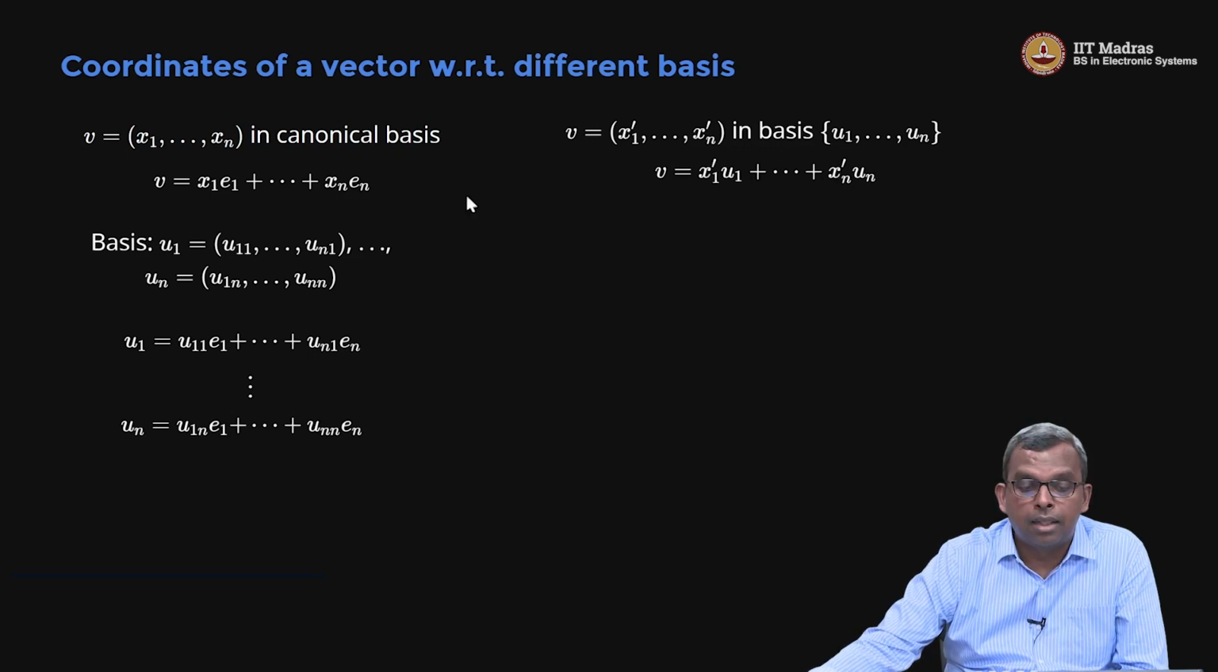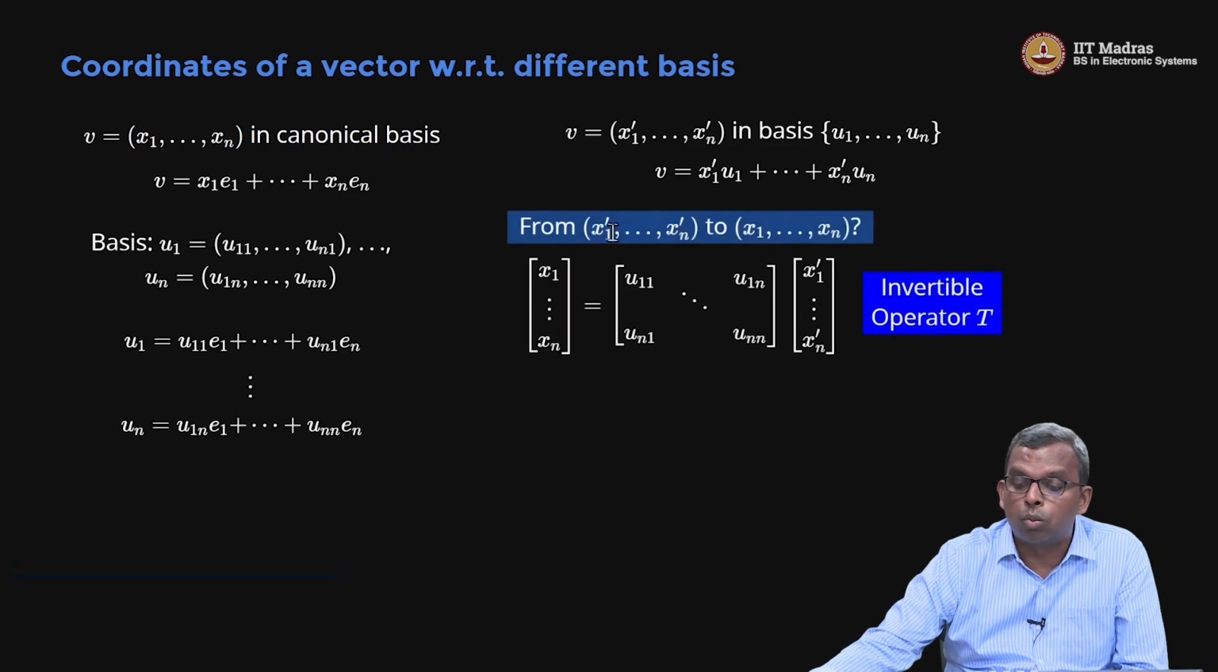Okay. Now, this and this gives you a way of equating these two and getting a set of equations, and this is what will let you go from x1 prime to xn prime to x1 to xn. What do I do? I take u1 and substitute its expression in e1 to en. I take u2 and substitute the corresponding one, and so on until I take un and substitute the corresponding one, and then group all the e1s together, and then I will get an expression for x1 in terms of these x1 prime, right. Both of these have to agree. So, x1 becomes u11 times x1 prime plus so on till u1n times xn prime. So, this is the same as this equation.